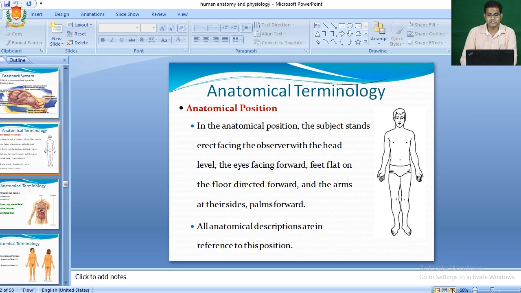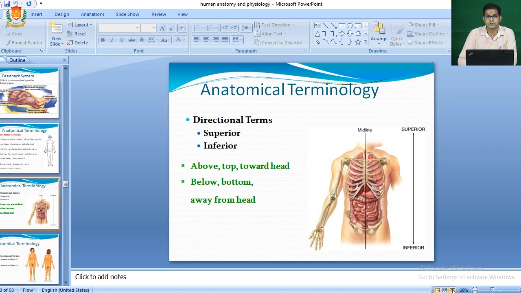Secondly, there are certain directional terms which are necessary to understand as far as human anatomy and physiology is concerned. The first is superior. Whenever we are talking about the portion or part lying near the head, these are called the superior portion, and the portions that lie inferior, just below the abdomen towards the feet, are called inferior. So these two terms, superior and inferior, are related to the head and the feet respectively.